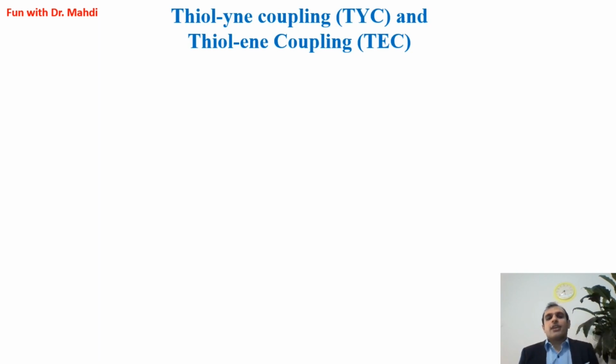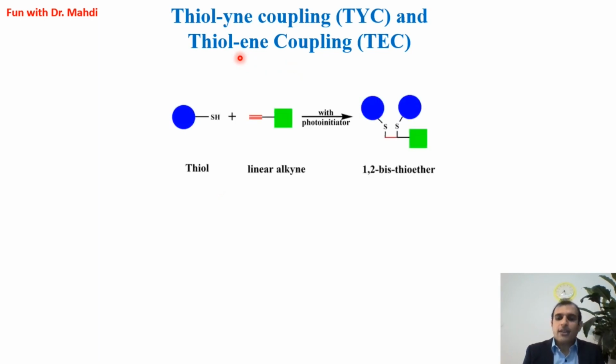The next one is thiol-yne coupling, and we also call it alkyne hydrothiolation. First, I would like to start with thiol-yne coupling, or thiol-yne chemical reaction. It's a reaction between thiol and linear alkyne. It's a two-step reaction.